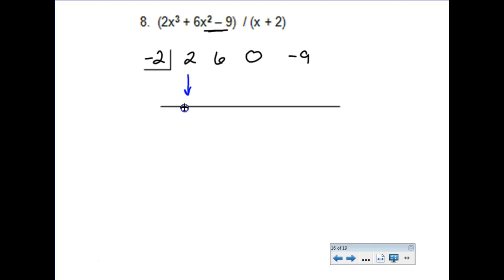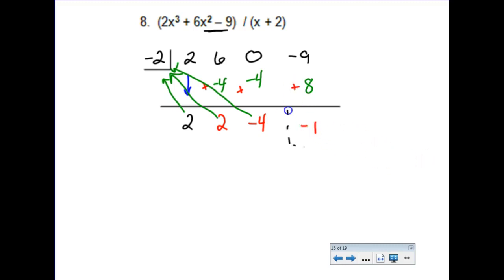So bringing down our lead-off term of 2, let's start multiplying and adding. So multiply, you get -4. Add it up, you get 2. And go all over again, multiply, you get -4 again. And then add them up and you get -4. One more time, multiply, you get +8. And then if I add up that column, I get -1. So this time I do have a remainder again. So we're going to have a weird little fraction thing.